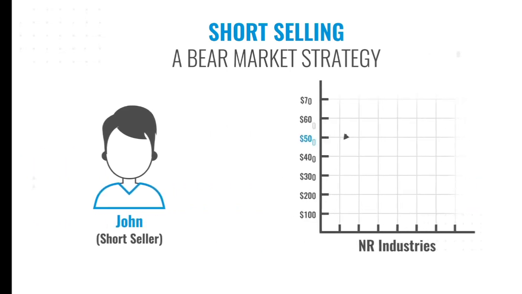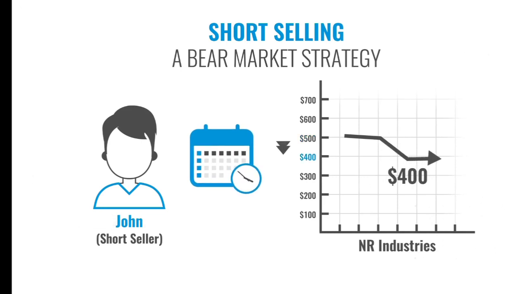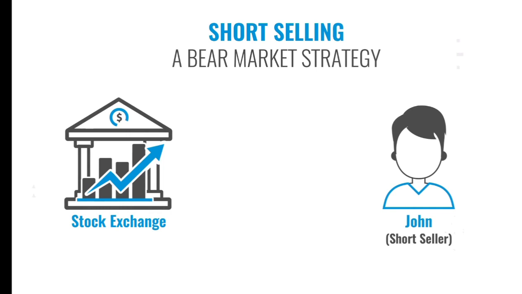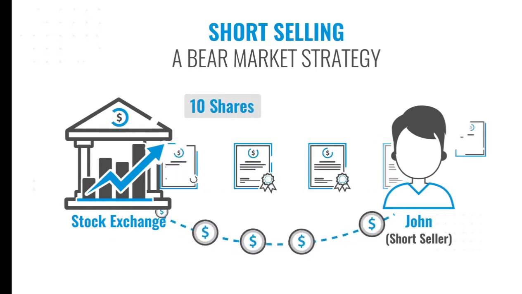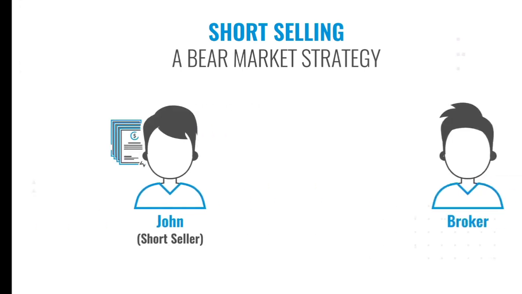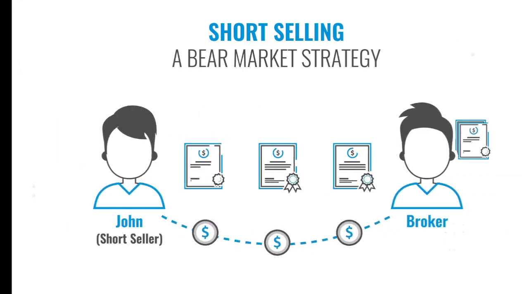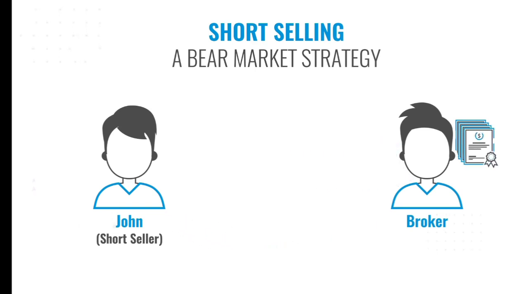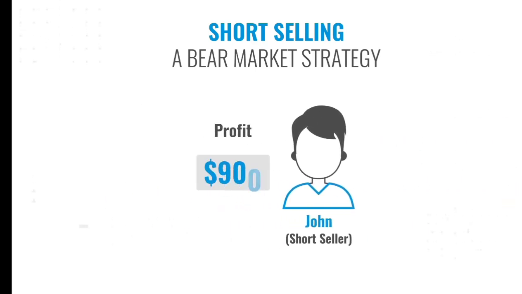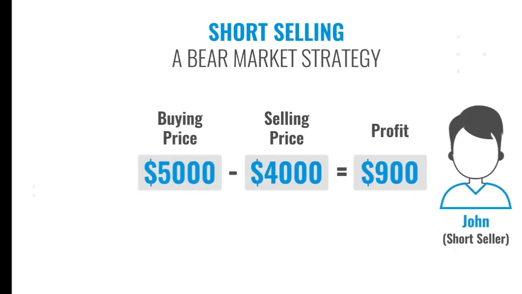His analysis is correct, and, after a week, the share price of NR Industries drops to $400. John then purchases 10 shares for a total amount of $4,000 from the market and returns them to the broker to complete the transaction. Here, John gets a profit of $900, which is the difference between the selling price and buying price minus the fees to the broker.